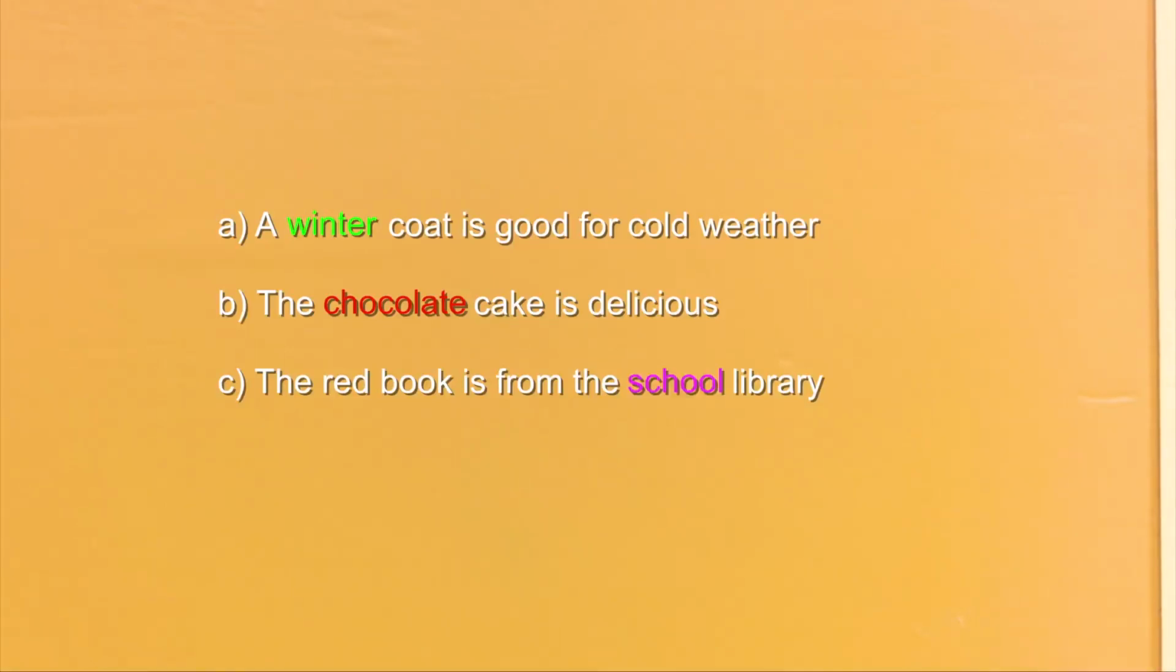Number 2, the chocolate cake is delicious. Number 3, the red book is from the school library. Here 3 words: in sentence 1, winter; in sentence 2, chocolate; and in sentence 3, school. All these words are nouns, but in the context of this exercise, all the 3 words are used here as adjectives.